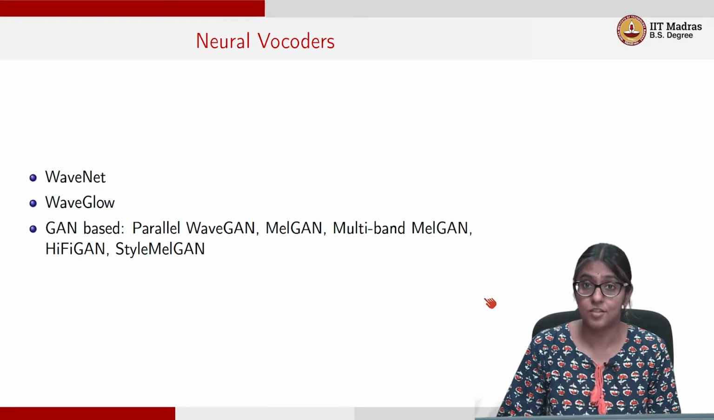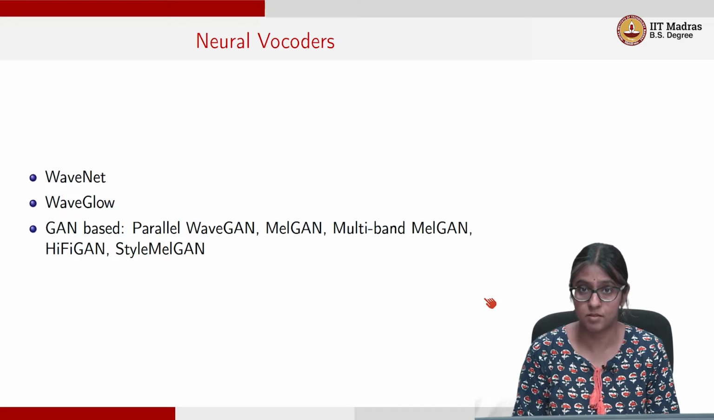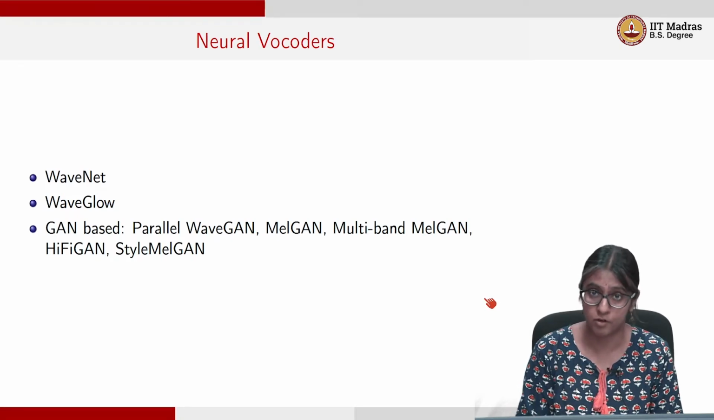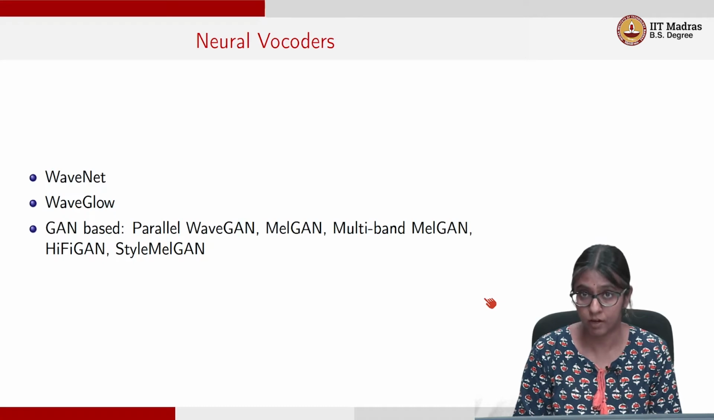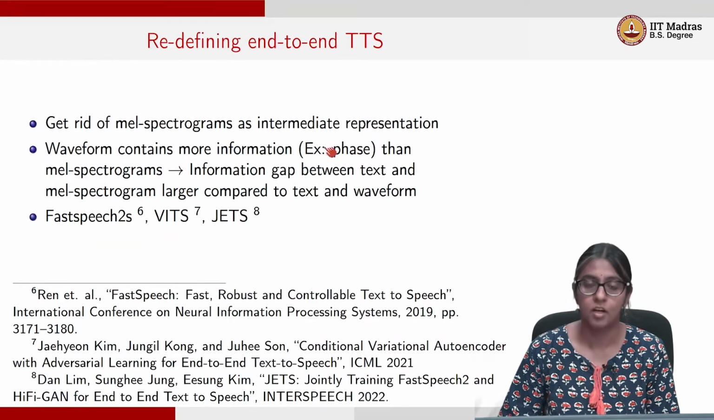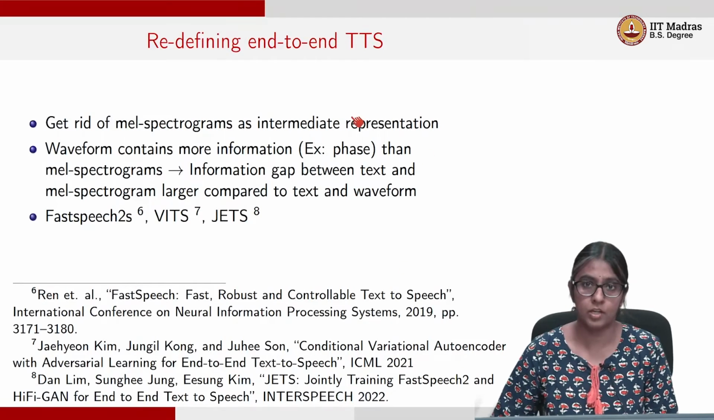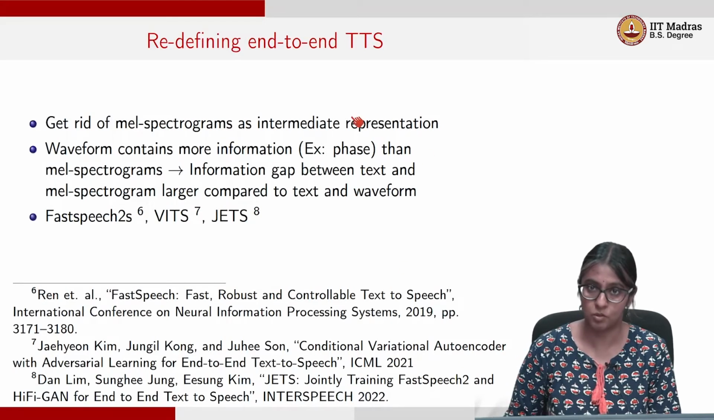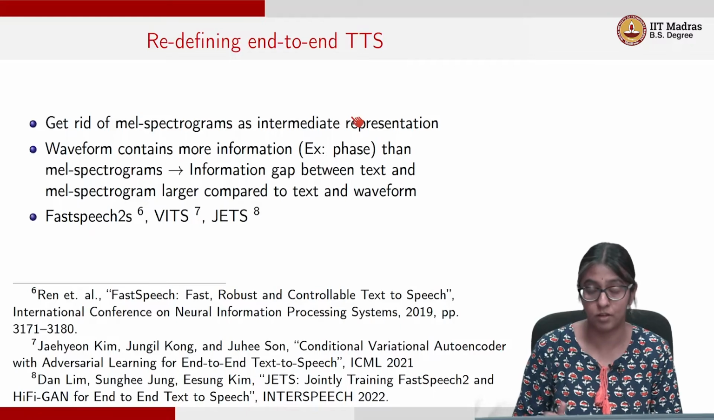Now the next stage is that instead of giving text to this end-to-end system to produce this intermediate Mel spectrograms and then passing it to a vocoder for generating the audio wave file, can I do it in one shot? So that's a question. Can we get rid of this intermediate Mel spectrogram representation? So now even the definition of end-to-end TTS has changed. Now you give the text, you get the waveforms directly without going through this intermediate Mel spectrogram representation.